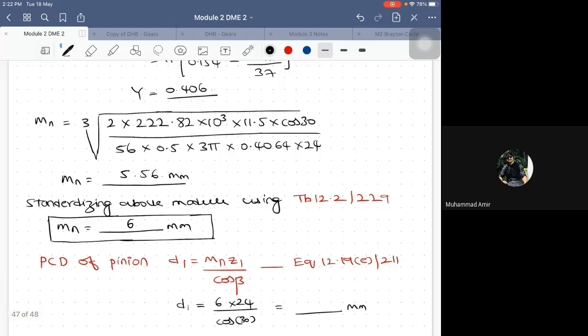166.27. I would take that. Can I just round it up to 167 mm? 167 mm.